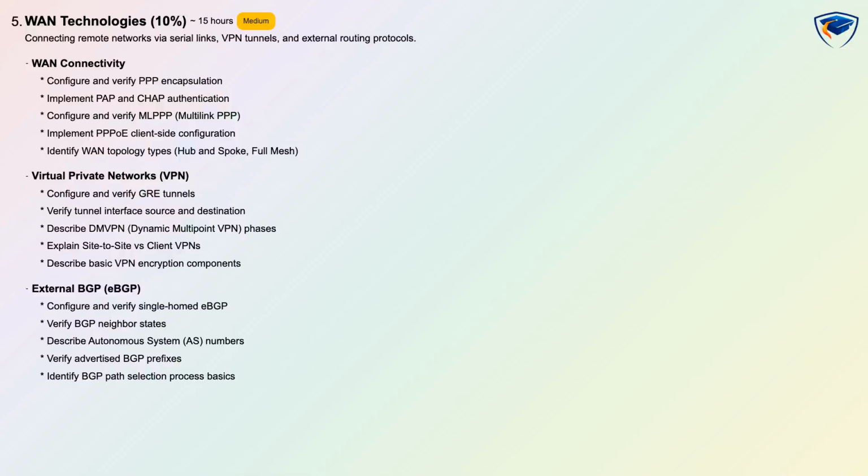WAN technologies covers 10% of the exam, is medium difficulty, and requires about 15 hours of scenario-based study. Expect to learn serial link and PPP encapsulation, authentication with PAP and CHAP, multilink PPP and PPPoE client configuration, and common WAN topologies like hub and spoke and full mesh. You will also work with VPN technologies such as GRE and DMVPN concepts, and review basic external BGP topics including single homed eBGP configuration, neighbor states, AS numbers, and prefix advertisement verification.